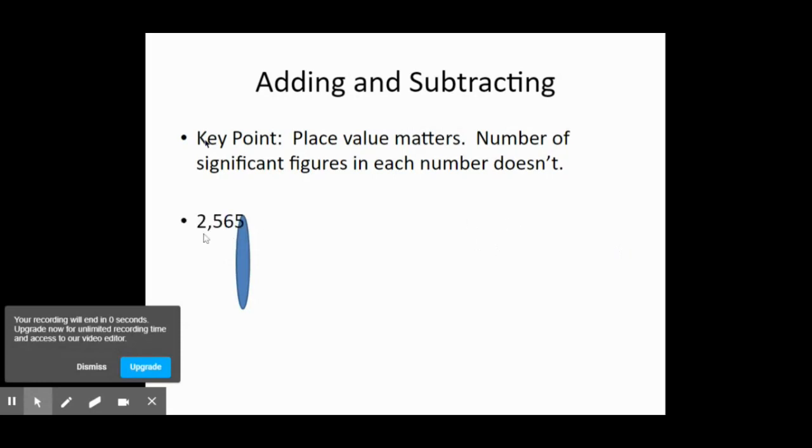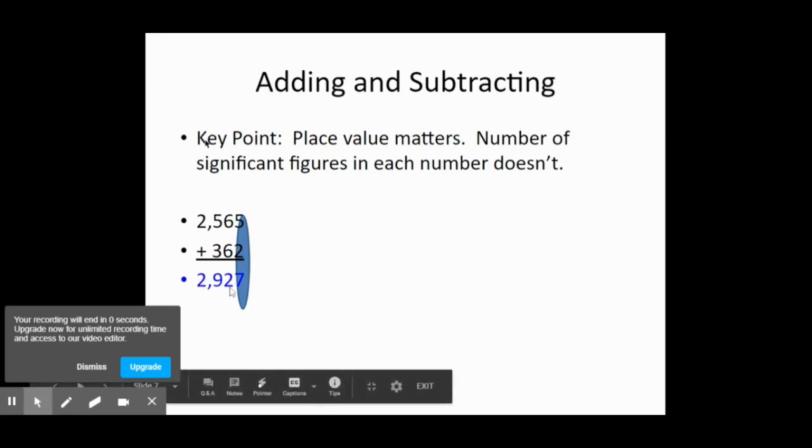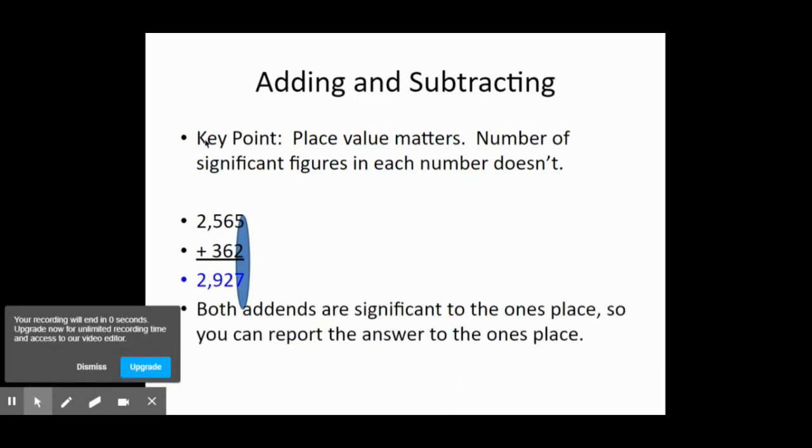So let's add up 2,565 plus 362. So what is the place of least significance? Where does significance end in these two numbers? They both have significance in the ones place, which I've tried to circle here kind of badly. And so since they both have significance in the ones place, we will be allowed to keep a ones place. So when we add them up, we can keep all the digits, 2,927, for significant figures in that answer. Both addends are significant to the ones place, so you just report your answer to the ones place.